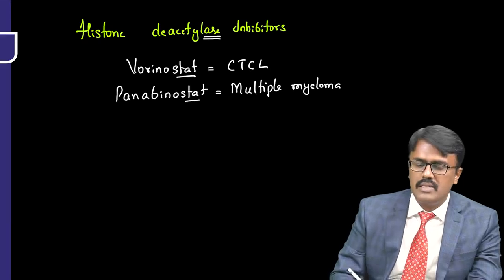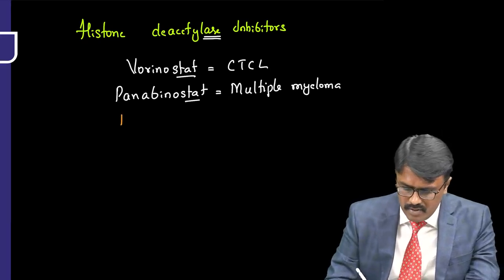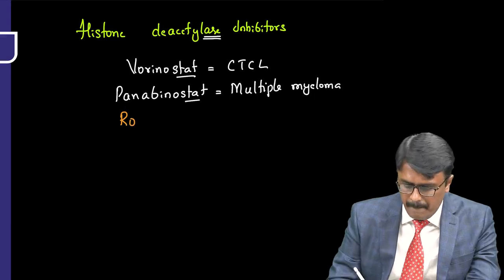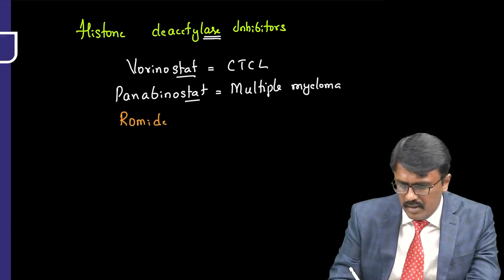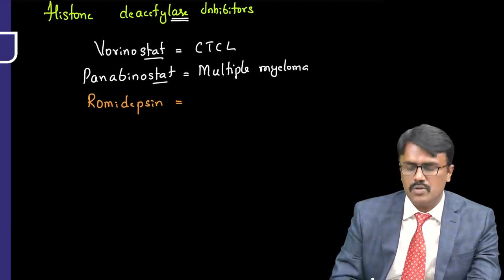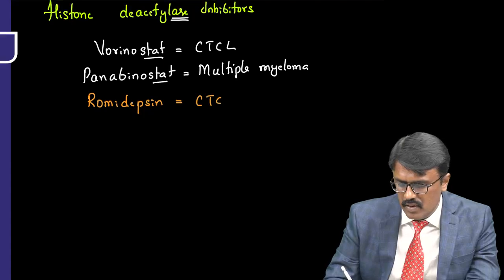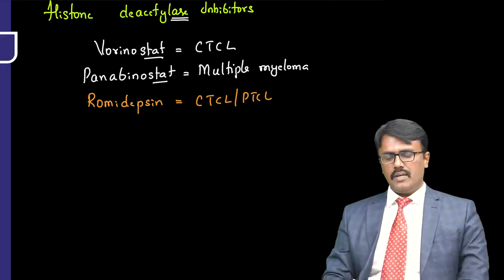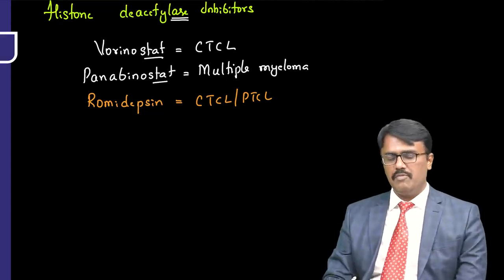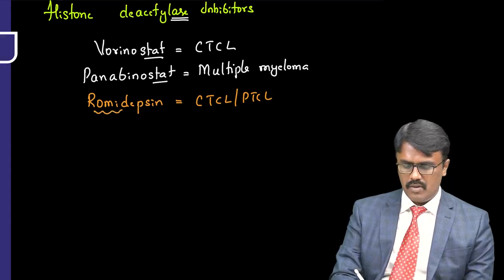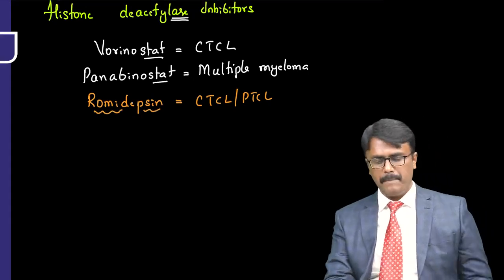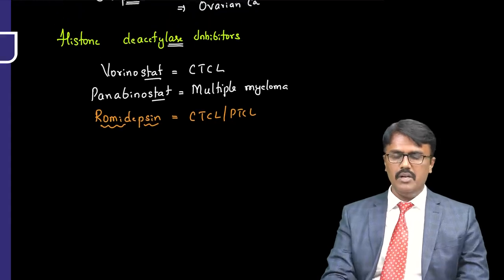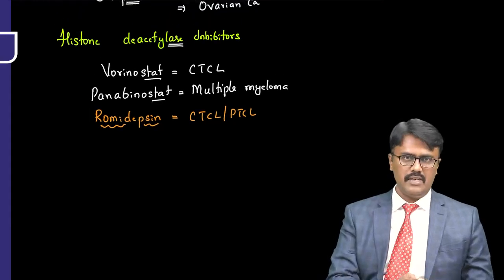One more histone deacetylase inhibitor, and the name is called ROMI. It is called romidepsin, and it is also used for CTCL or PTCL. So either the cutaneous or peripheral T-cell lymphoma it is used. It is called romidepsin. So these are all the small molecule inhibitors which are very, very important for your exams.